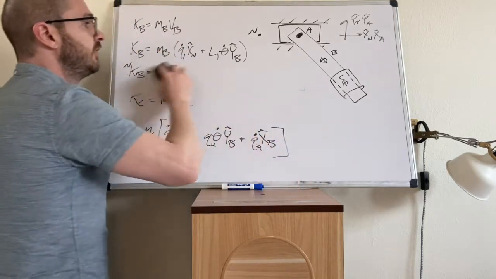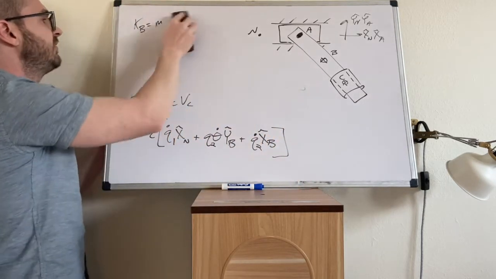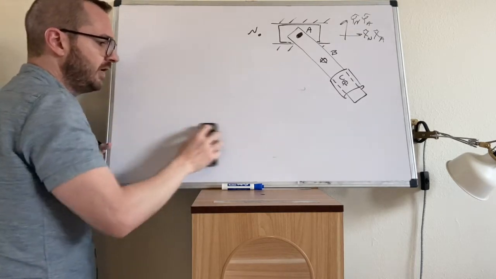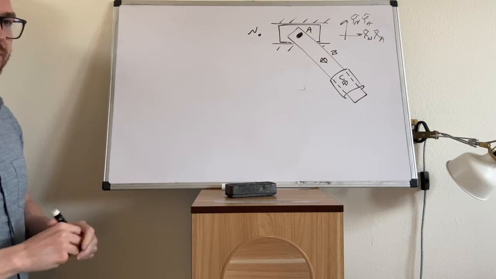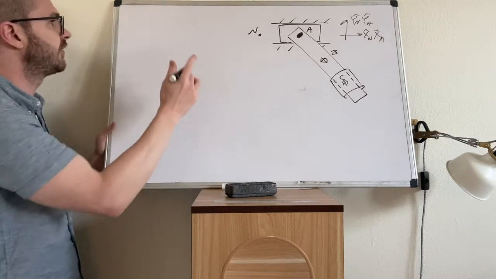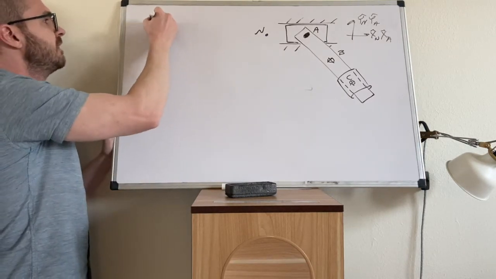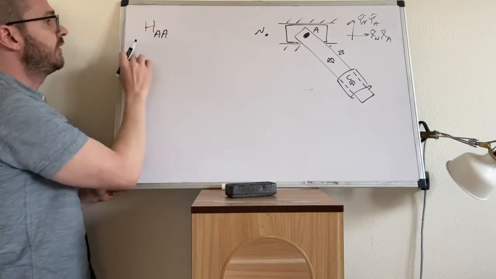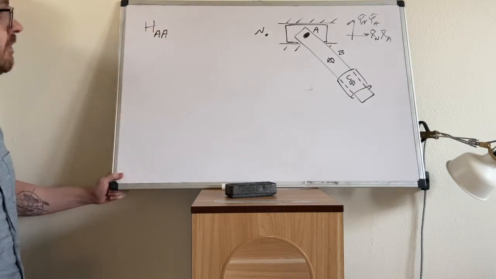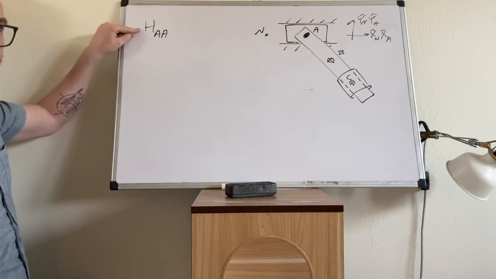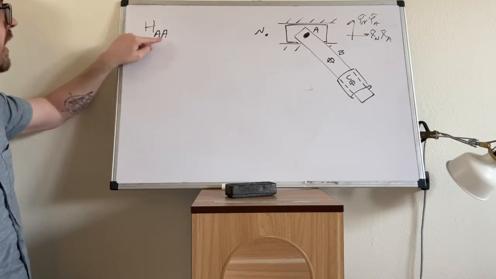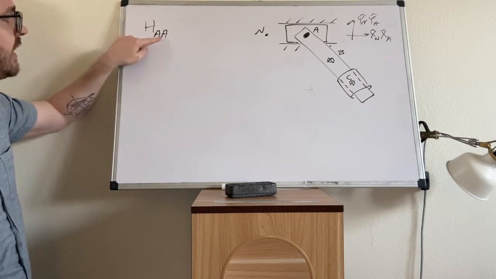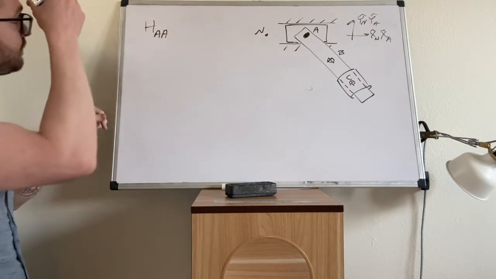So let's move on to the next part. The problem statement says that we want the angular momentum of these bodies about their centers of mass. So let's start with the definitions. The angular momentum of body A about its center of mass, which is point A. So the symbol for angular momentum is H. The first letter is the body. The second letter is the point. So we're looking at the angular momentum of A about point A.